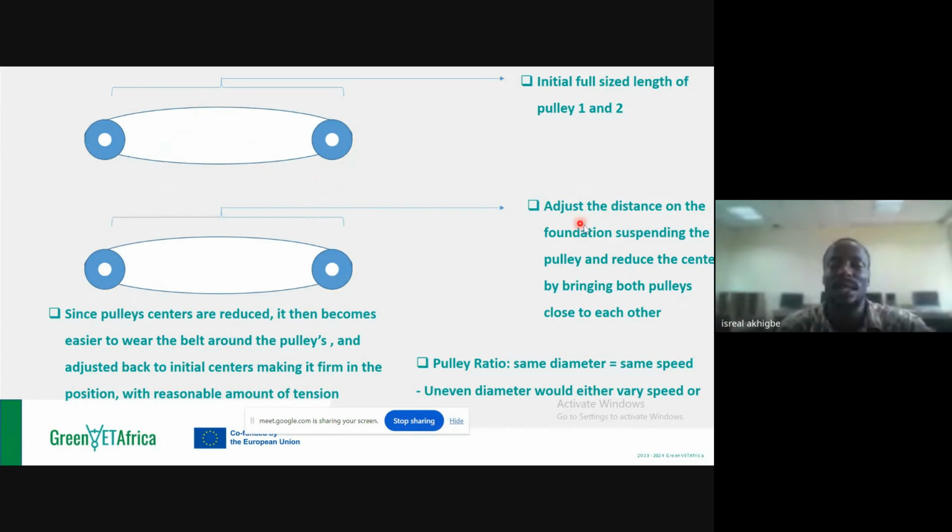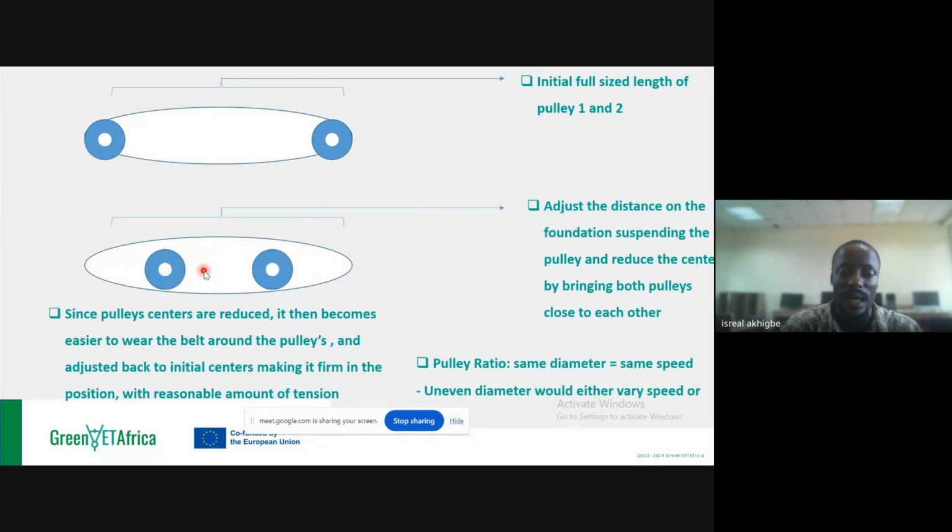Now adjust the distance on the foundation, suspending the pulley, and reduce the center by bringing both pulleys close to each other. Now let's look at this. I adjust the center of pulley one, which is the driver. On the mounting bolt, I am able to shift the driver, and I adjust pulley two. What happens eventually? Over this overall length, there will not be space. It will not look like a form of excess clearance. I can now pull out the belt.